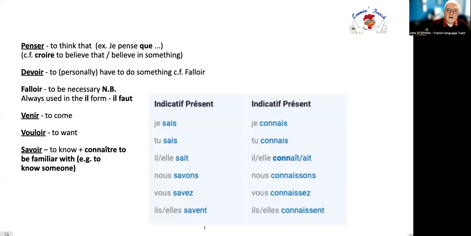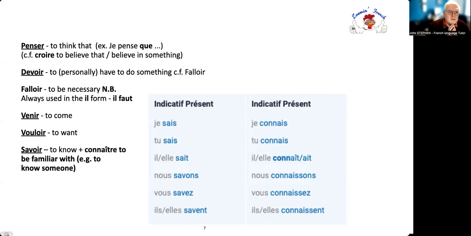So this familiarity, as I say, to be familiar with someone, but it can also be things or places. So I could say, for example, je connais Londres. I know or I'm familiar with London. You would never say je sais Londres. No, that would be horrible and that would not be right. So, je connais, tu connais, il, elle connaît.